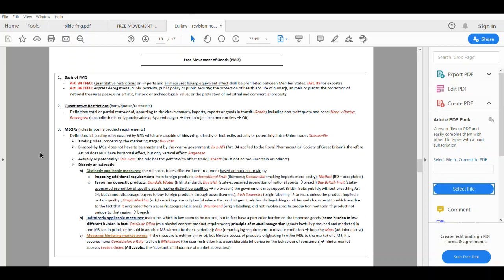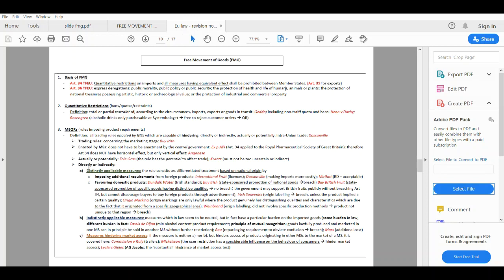Secondly, the public policy ground. There are also few cases where this ground has been pleaded. And it must be noted that public policy ground can never be used for economic reason, as was said in the case of Commission versus Italy.